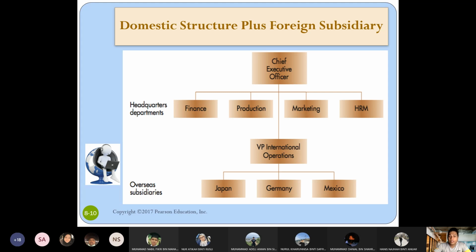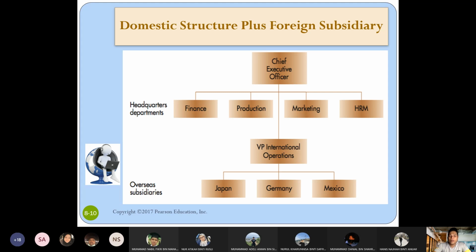They have the headquarters departments for finance, production, marketing, and HRM. And then they add another one, a foreign subsidiary, under the VP, or Vice President, of International Operations. In this case, they have three countries: Japan, Germany, and Mexico. So we can call these the overseas subsidiaries.